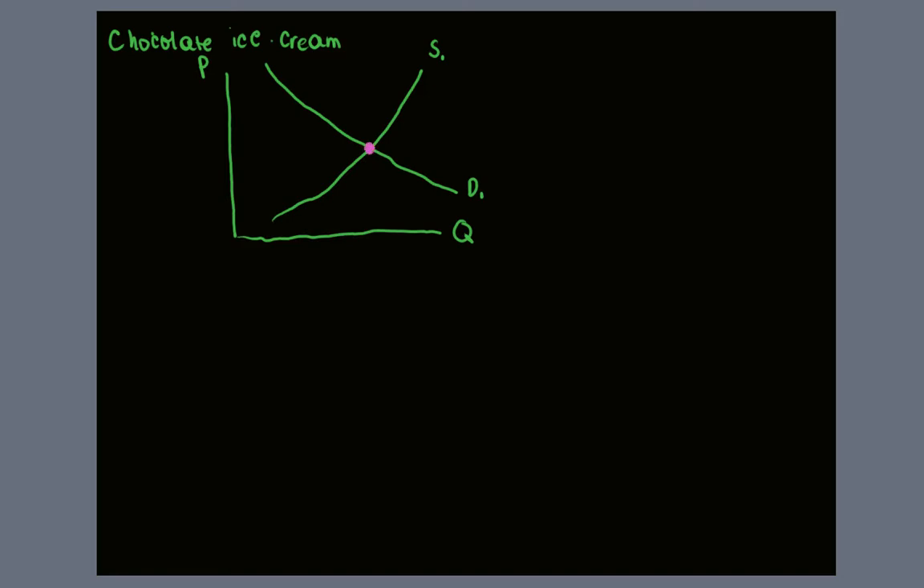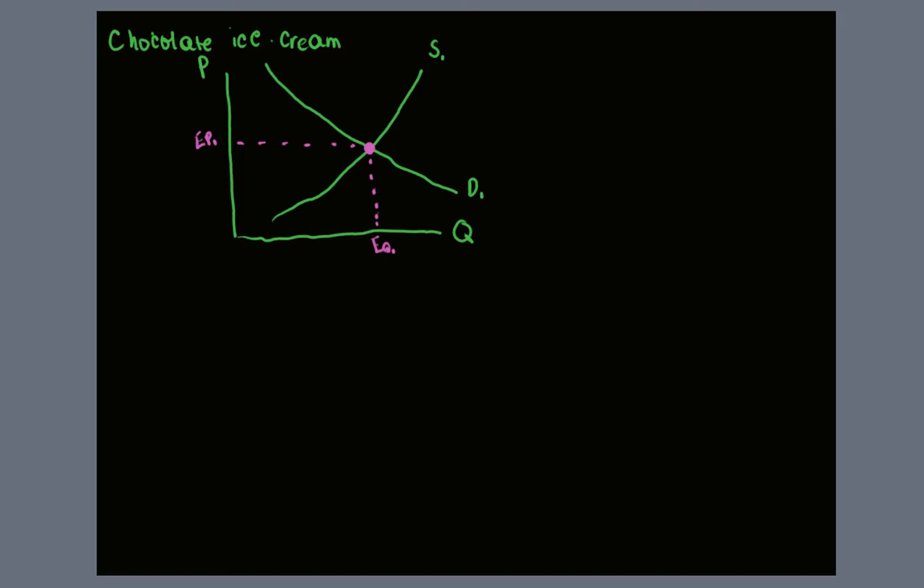And this equilibrium corresponds to an equilibrium quantity. This is the quantity of chocolate ice cream supplied and demanded in the market. That is equilibrium. Where the supply and the demand in the market meet, we have equilibrium. So this is equilibrium quantity. And if we come across to the left, we have our equilibrium price. This is the price that corresponds to the equilibrium quantity where supply equals demand.